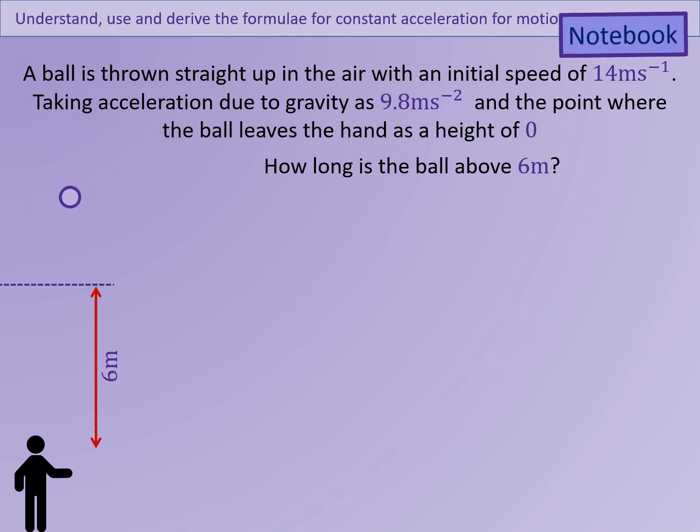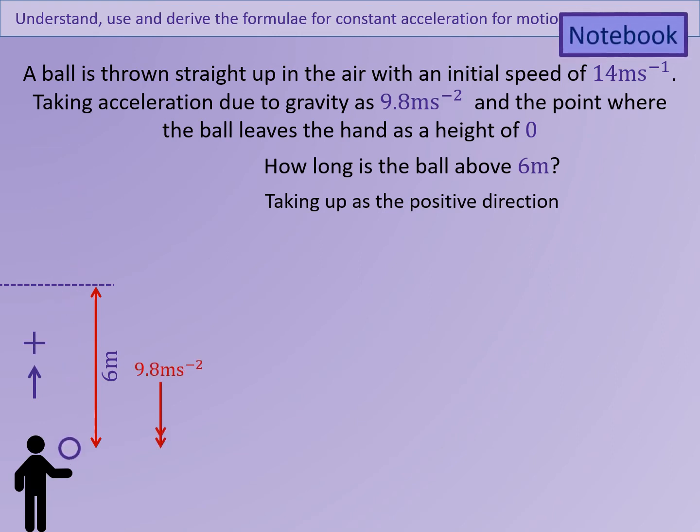So for this, we need to consider at what point does the ball reach 6 meters? It will reach 6 meters once on its way up and once on its way down. At those two moments, the displacement will be 6. If we can find those 2 times, then the distance between those 2 times will be the amount of time it was above 6 meters for.